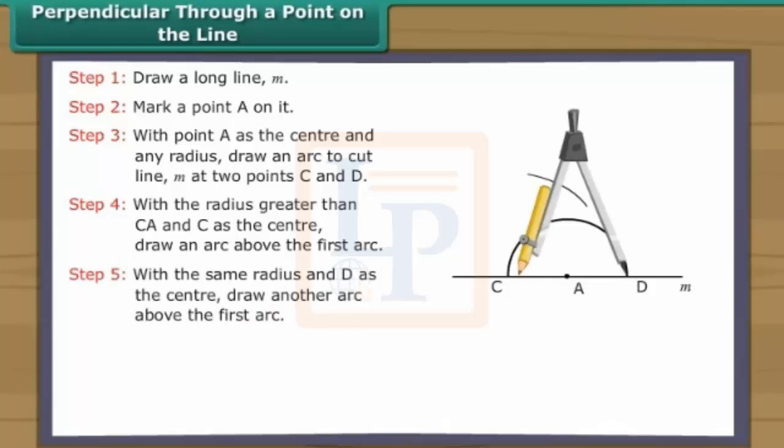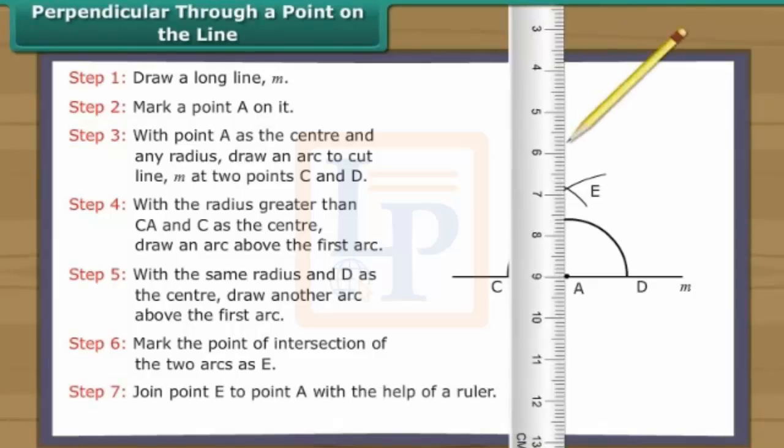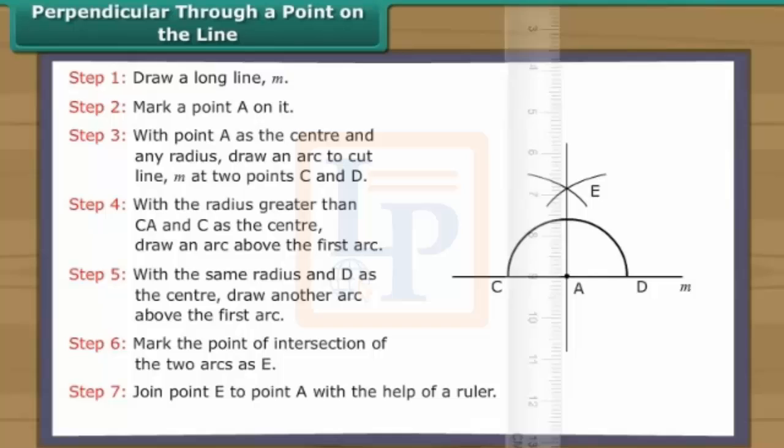With the same radius and D as the center, draw another arc above the first arc. Mark the point of intersection of the two arcs as E. Join point E to point A with the help of a ruler. EA is perpendicular to line M.